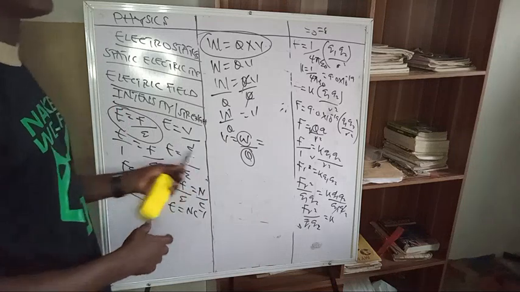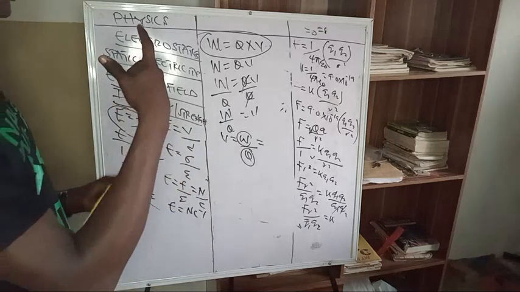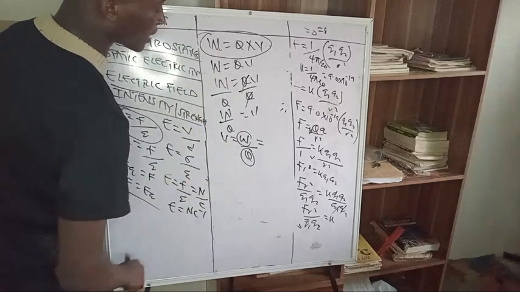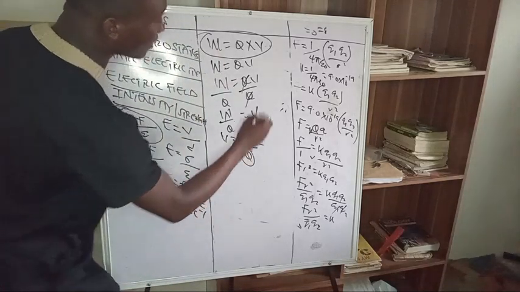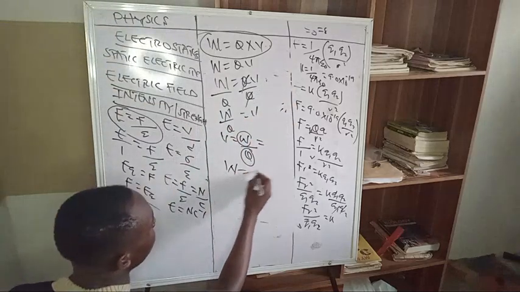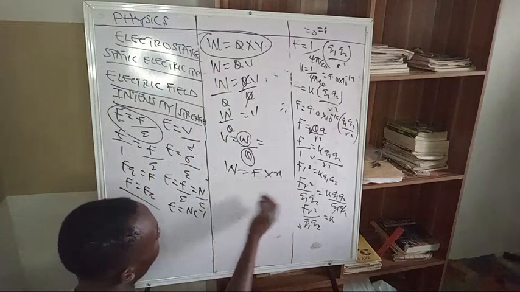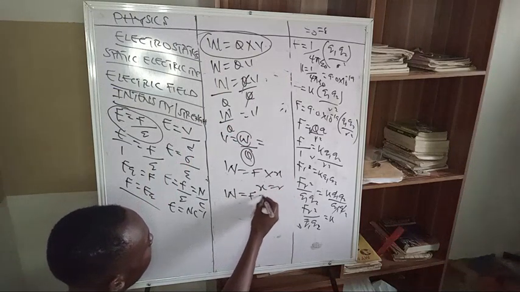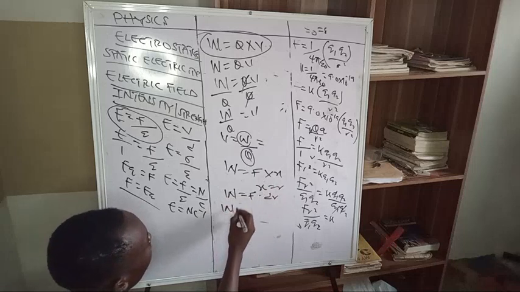What is going to be the value of work done in electrostatics? Let us find it. Now my potential is work done over charge, so I'm going to have my work done. What's work done in physics? Work done in physics is force multiplied by distance, so you have F times X. Distance in this context is radius, so W is equal to F dot change in R.